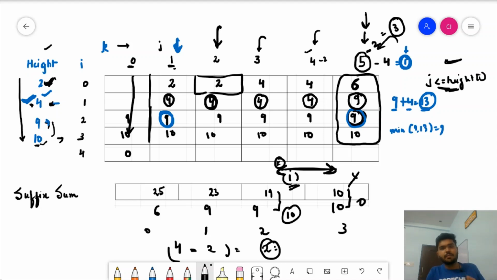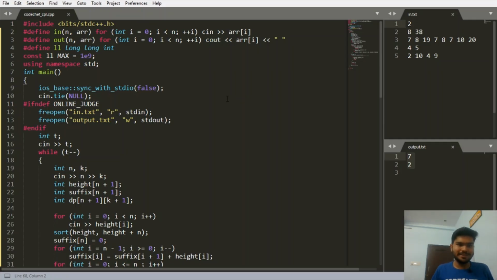We have filled the table and we have formulated a DP approach using 0-1 knapsack. It is a perfect variant of 0-1 knapsack, where we try every possible thing. We'll include the particular box for a tower, or we'll not include the particular box for a tower, and try to get this approach done. Okay, so let's see the code.